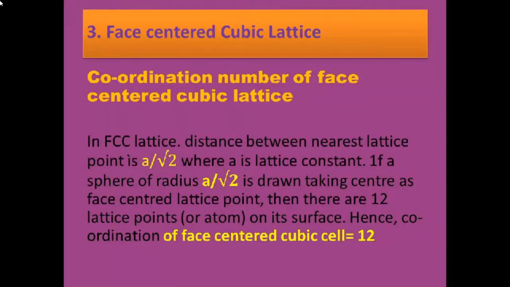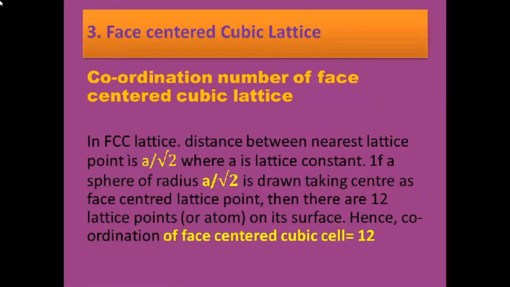If a/√2 is the radius drawn taking center as a face centered lattice point, then there are 12 lattice points. कितने lattice points होने के chances हैं, 12 lattice points होंगे and atoms on its surface. Hence coordination number of a face centered cubic cell क्या रहेगा, 12. Very important, coordination number of a face centered cubic cell is equal to 12. मैंने जहाँ जहाँ येलो कलर करके रखा है, that is the important answer, questions के आंसर.